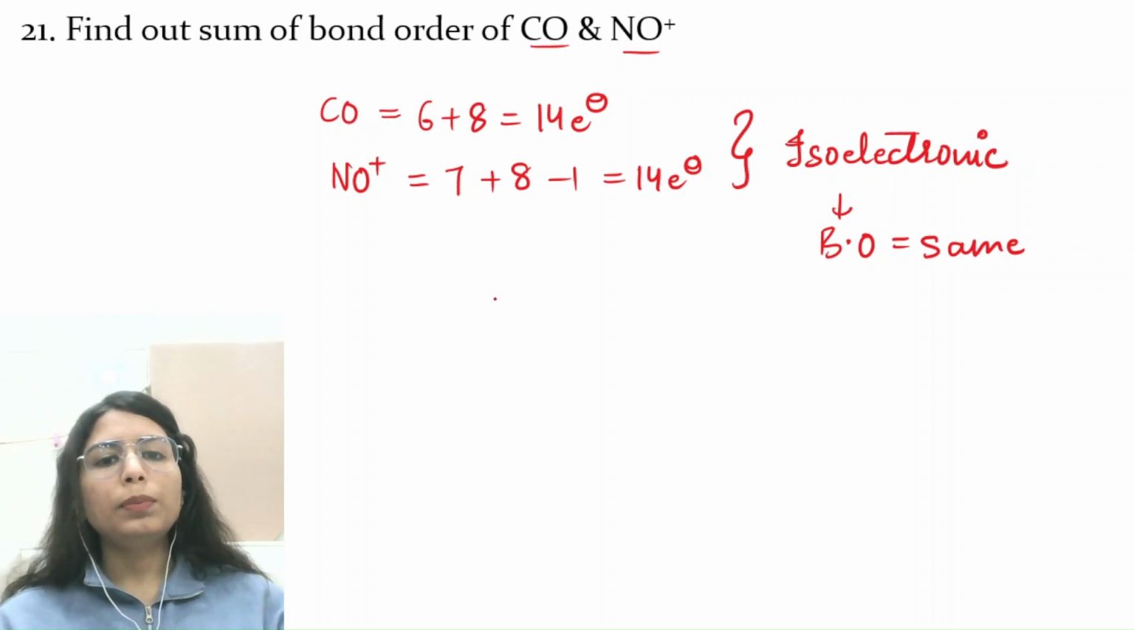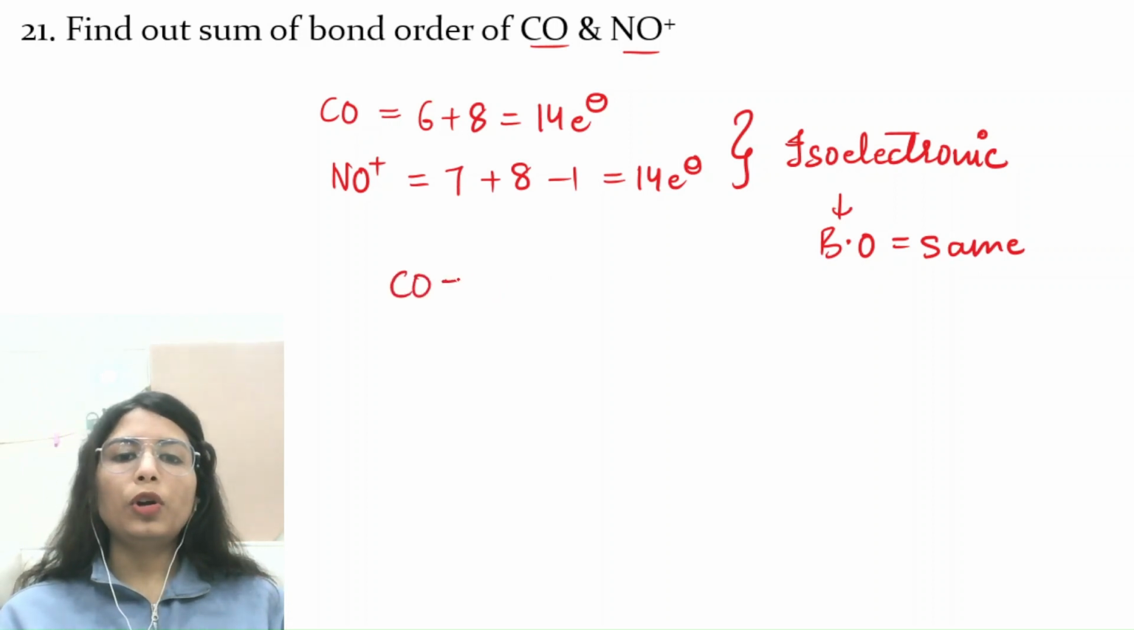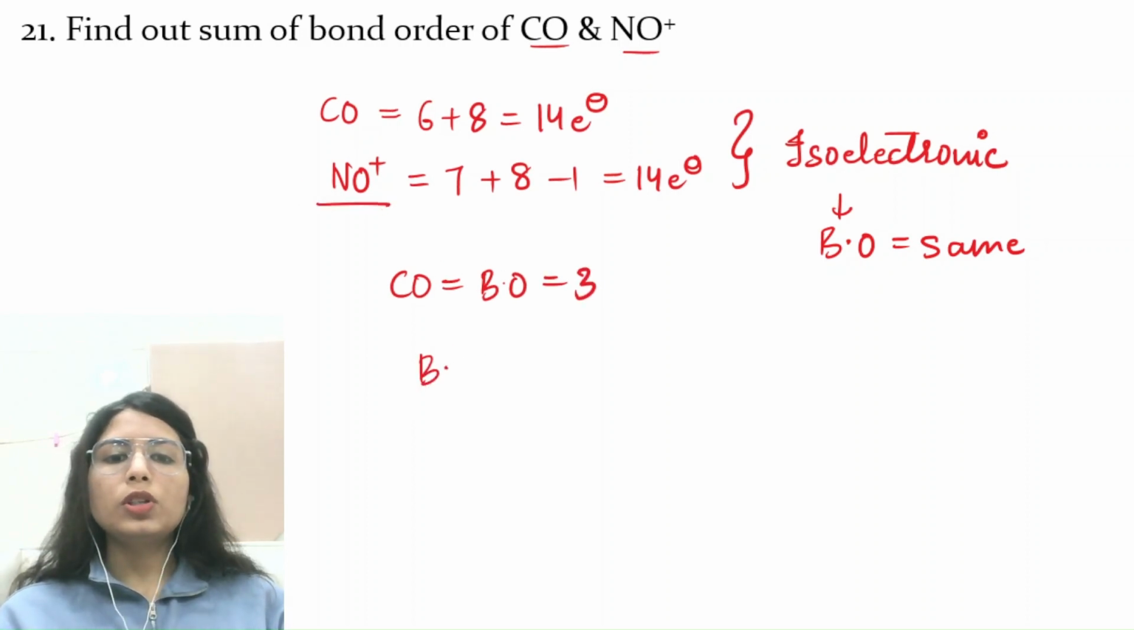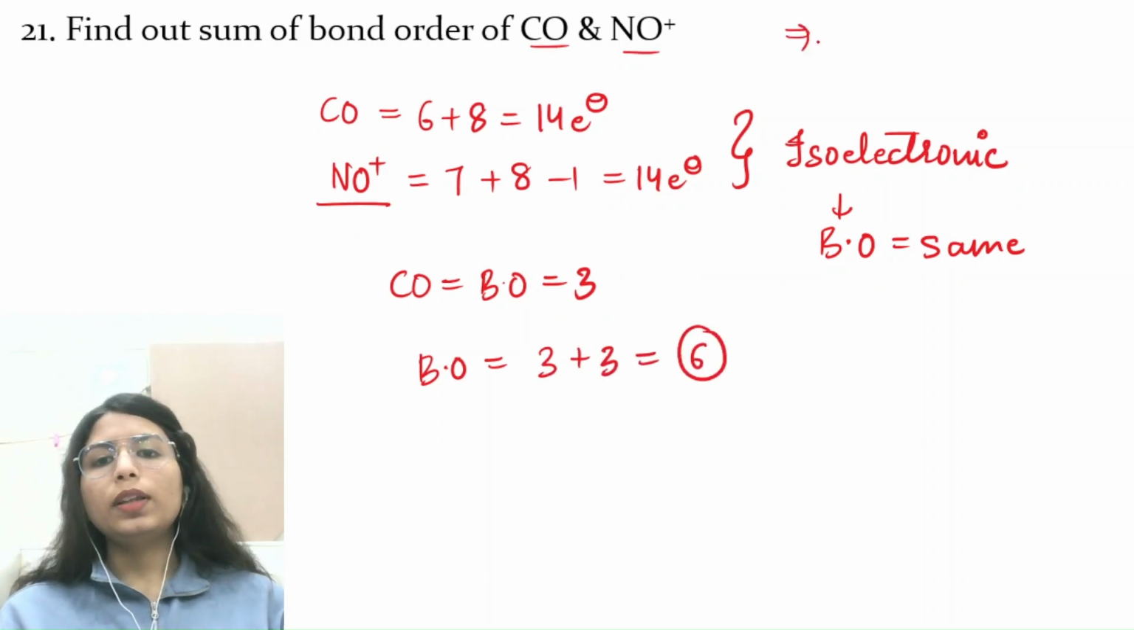So if you fill up the electrons, you know the bond order of CO is 3, right? So the bond order of NO+ would also be 3. So if you just add them up, that is 3 plus 3, it is going to give you the answer, that is 6. So here the answer would be 6.